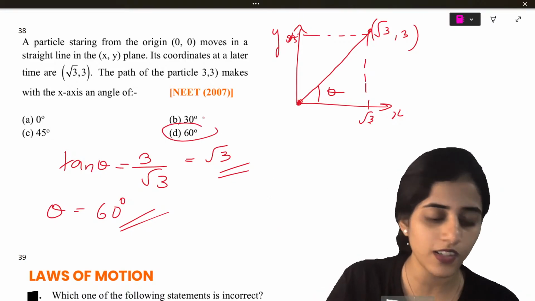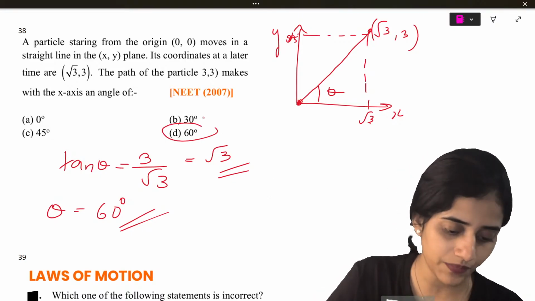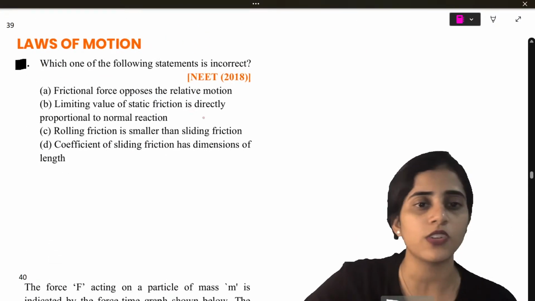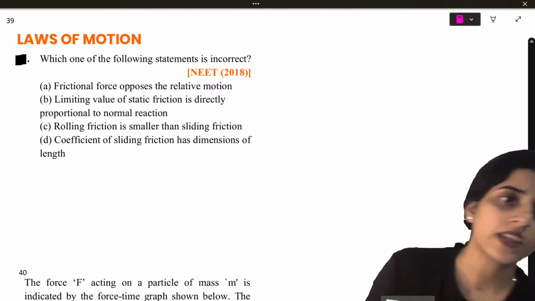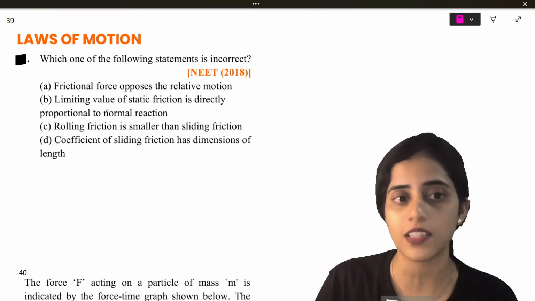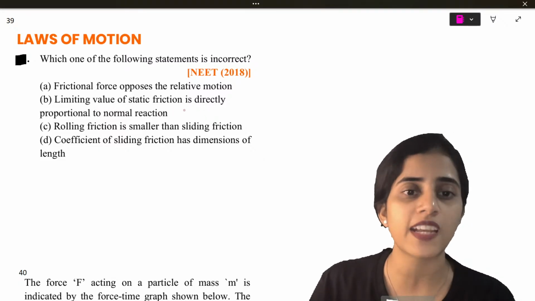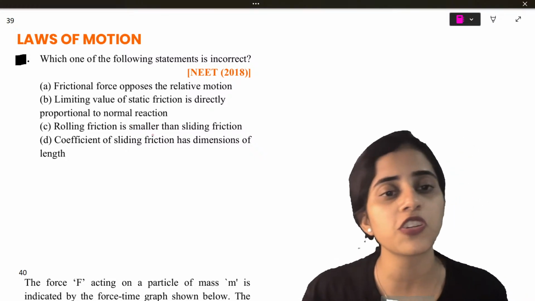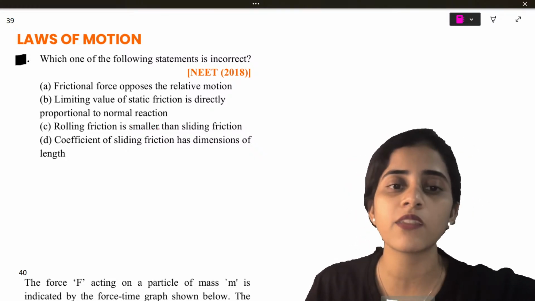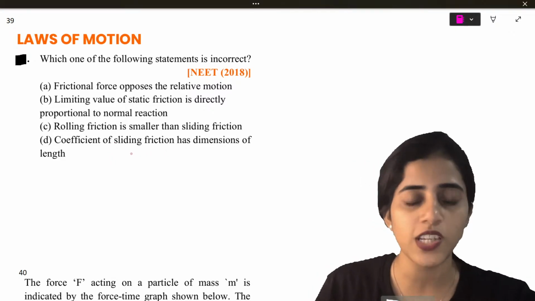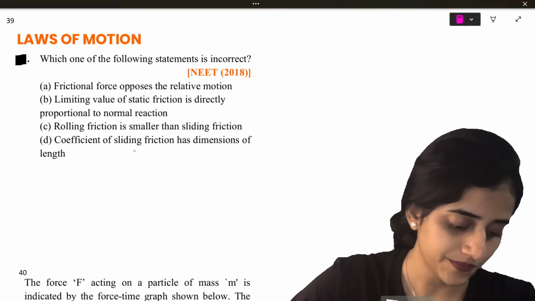Very good, very good. Okay, next question is from laws of motion. Which of the following statements is incorrect? Frictional force opposes the relative motion. Limiting value of static friction is directly proportional to normal reaction. Rolling friction is less than sliding friction. Coefficient of sliding friction has dimensions of length.